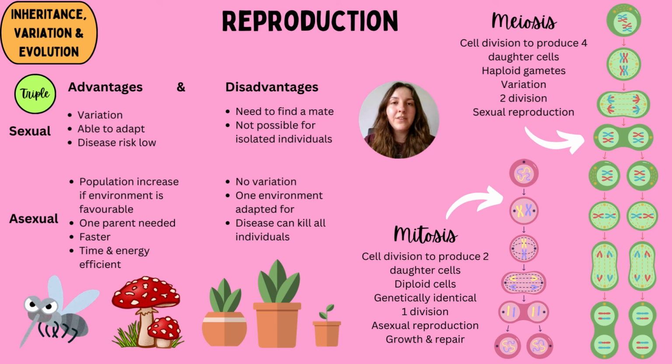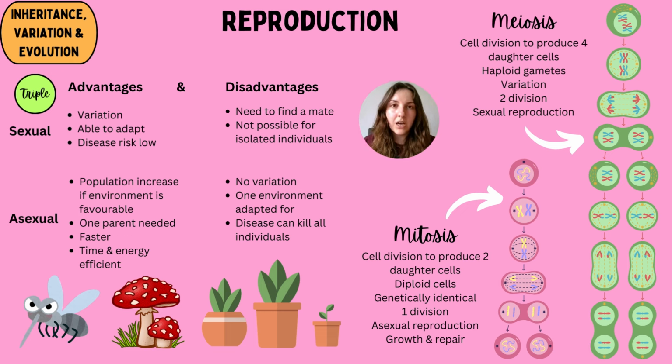If they are an isolated individual, they possibly won't find one, so they cannot pass on their genes and reproduce. However, in the case of asexual reproduction, the population increases if the environment is good, because every individual has the same genes, as they're essentially clones of one another. However, as there's no variation, this can lead to a disaster, as a disease can wipe out the entire population. But again, there's no need for mates.